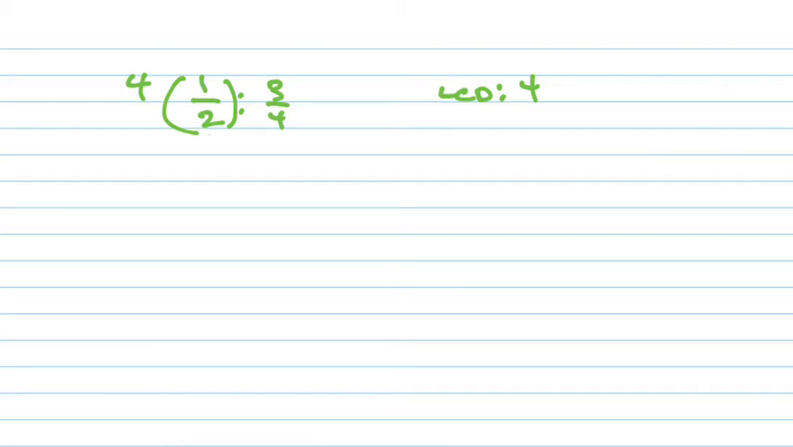4 divided by, what's my original denominator? 2. 4 divided by 2 is 2. 2 times 1 is 2. Fraction's gone. Now let's see the other one. 4 divided by 4 is 1, times 3 is 3, and there's your simplified ratio. Okay?